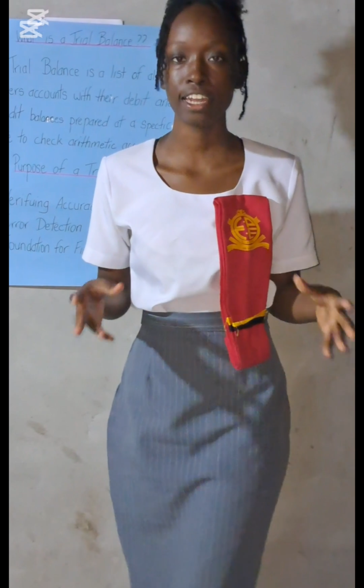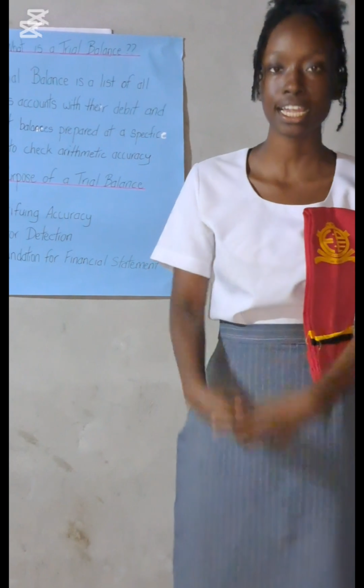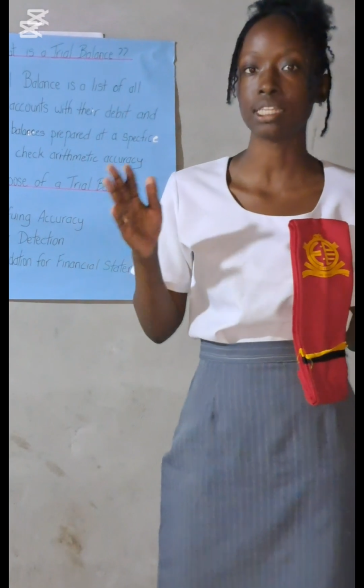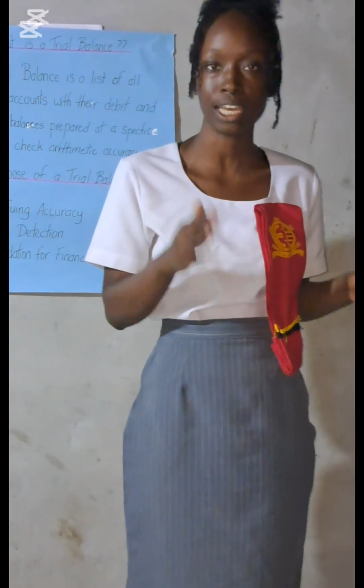So, verifying accuracy. Think of it like a math check. It makes sure that all the numbers entered into the accounting system add up correctly. Specifically, it makes sure that the total debit equals the total credit, which is basically money in and money out. Error detection.